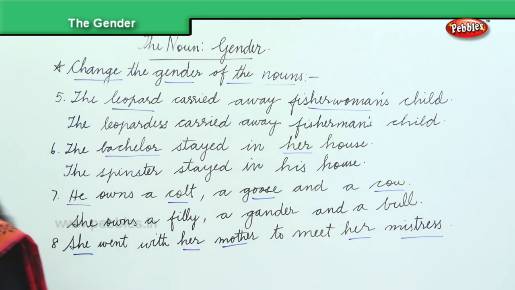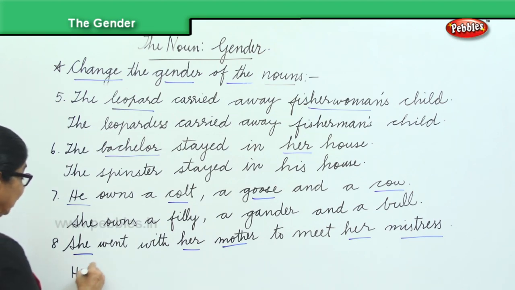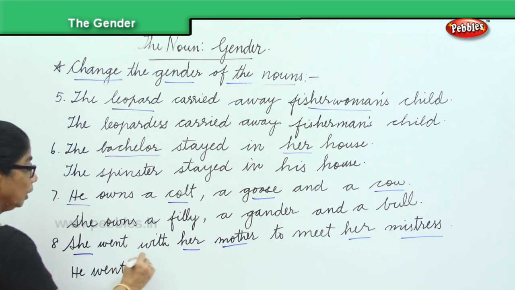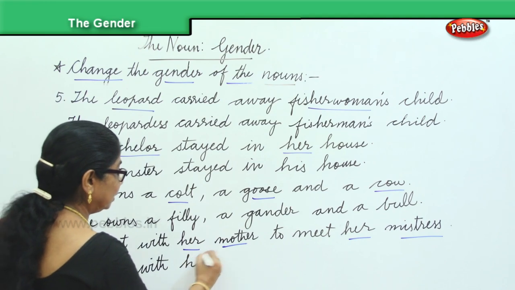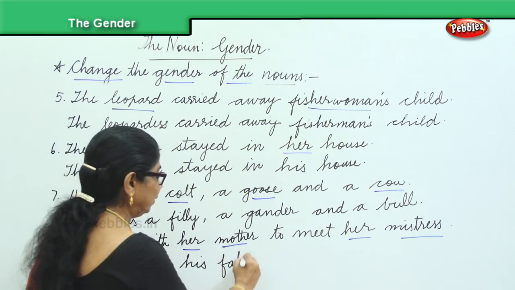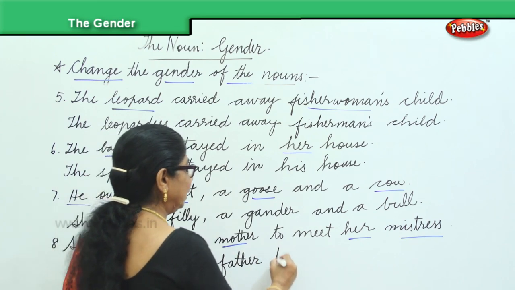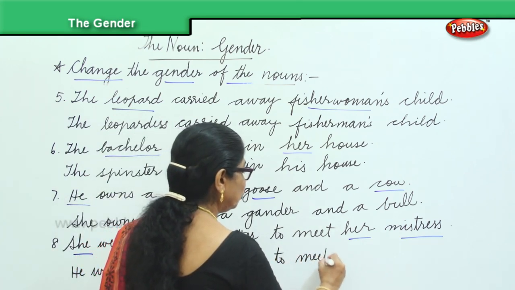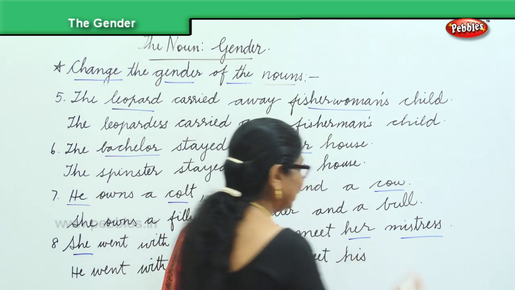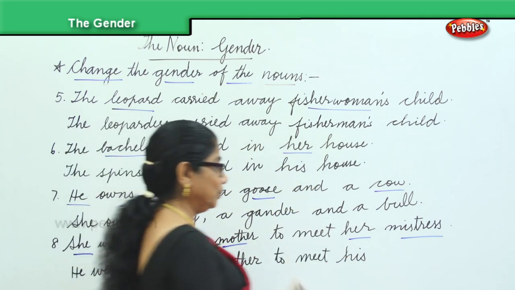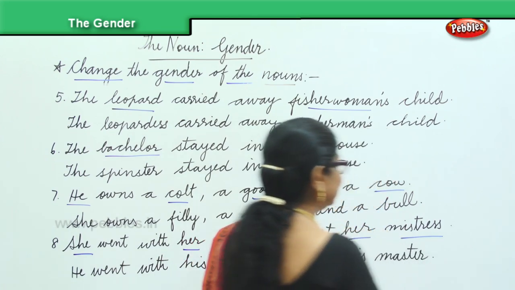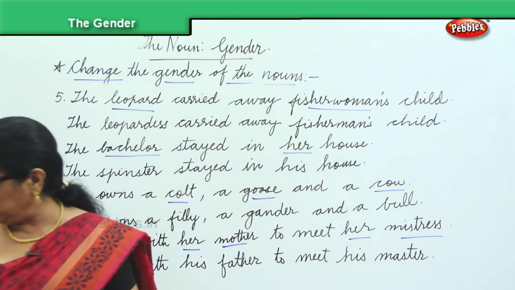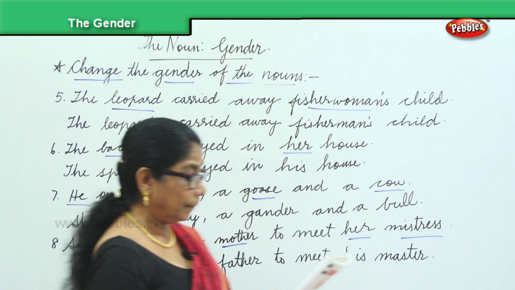Okay. Now, let's look at it. So, what will you say? He went with, very good, his father. Mother becomes his father. Very good. To meet his mistress, master. Very good. To meet his master. Again, unless we know the gender, we cannot change. Then we need to do a couple of them orally.